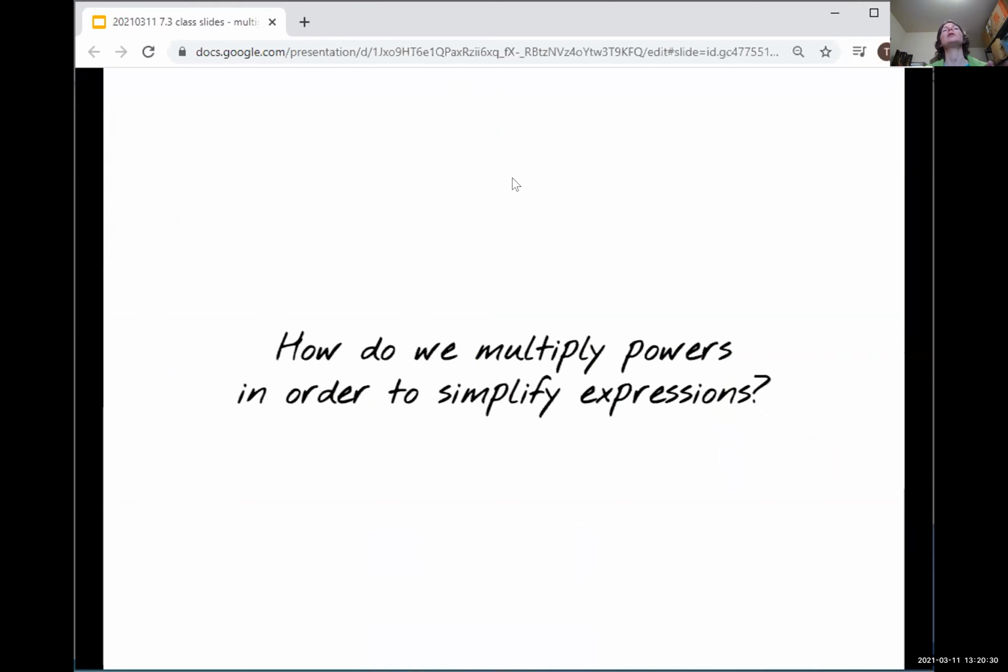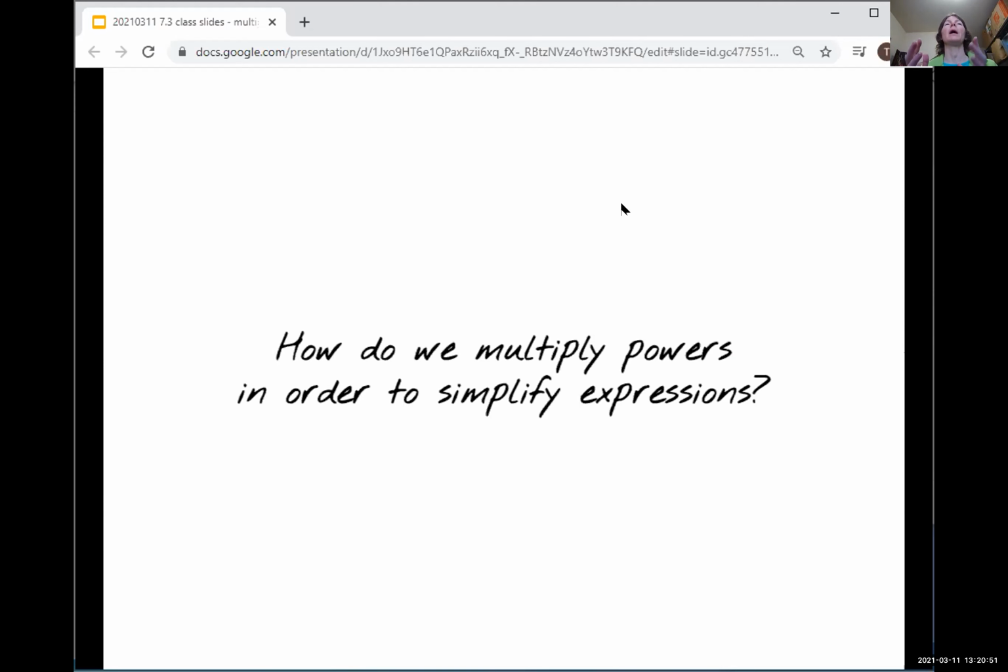Today, like I said, we are talking about multiplying powers. And I want to make sure we're being very clear in our language here, because we're not multiplying the exponents. We're multiplying the entire power. Remember, the power is the base and the exponent when they're combined. So we're multiplying the whole power. We're not multiplying exponents. Keep that in mind, or you're going to get yourself confused later.